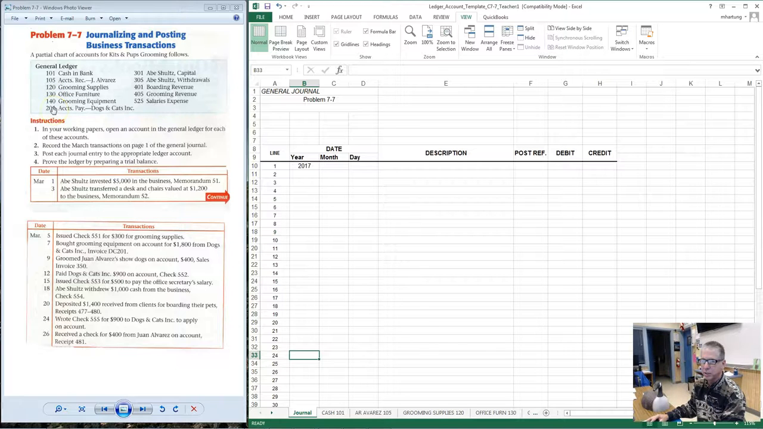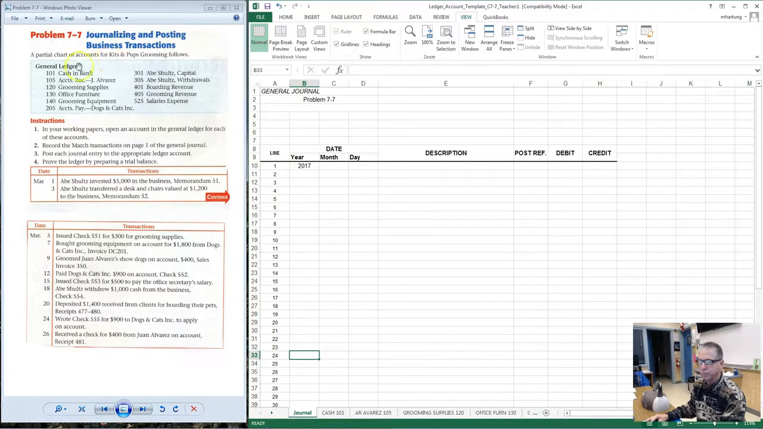Our liabilities are labeled with a 200. We have 1, which is this accounts payable. And then our owner's equity accounts are 300 level accounts. Revenue accounts, money coming into our business, are 400s. And then our expenses are 500 level accounts.